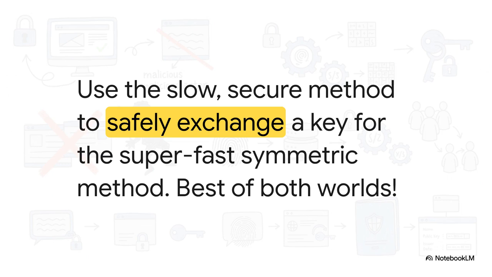Well, the solution is just brilliant. You use both. This is the hybrid approach that makes the modern web work. You use the slow, super secure asymmetric method for one tiny little job: to safely exchange a brand new, one-time use secret key. Then, once you both have that key, you switch over to the blazing fast symmetric method for the rest of the conversation. It is absolutely the best of both worlds.